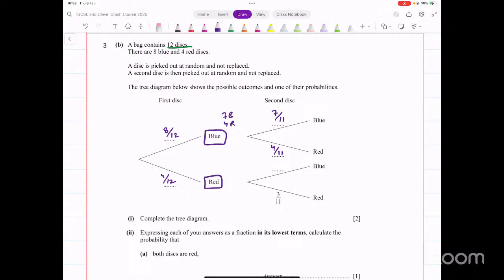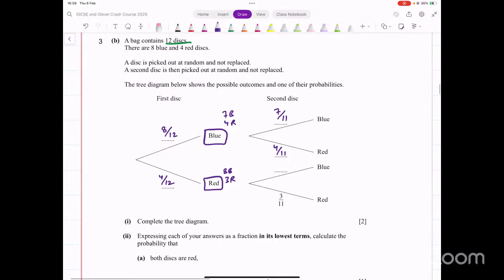When you take a red disc the first time, what's the number of discs left after that? You have 8 blue. And since you've taken out a red disc, you have 3 red discs left after that. 8 blue and 3 red. So what's the probability of getting a blue disc the next time? It's going to be 8 out of 11. And this is already 3 out of 11. They've given you that probability. That's what the tree diagram is going to look like. Okay, so that's what happens in the cases where it's done without replacement. The probabilities next time, they get reduced.